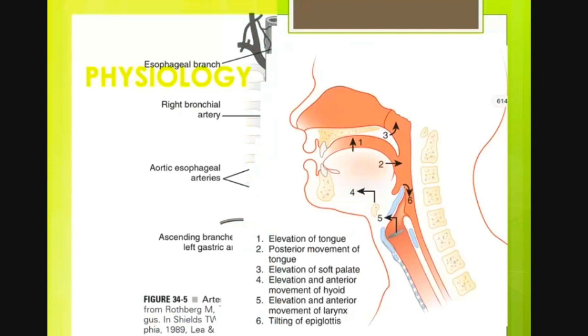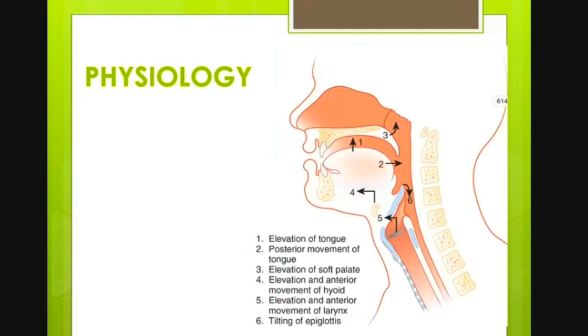Now the physiology of the esophagus, how swallowing occurs. Swallowing happens in six processes. First, elevation and posterior movement of the tongue, elevation of the soft palate, anterior movement of the hyoid bone, and anterior movement of the larynx, and tilting of the epiglottis, so that food goes easily to the esophagus instead of going to the trachea.